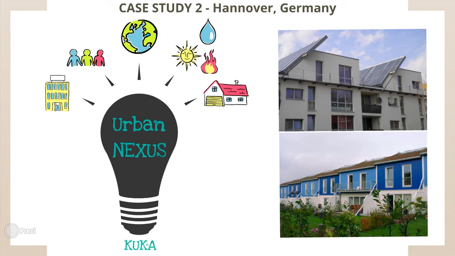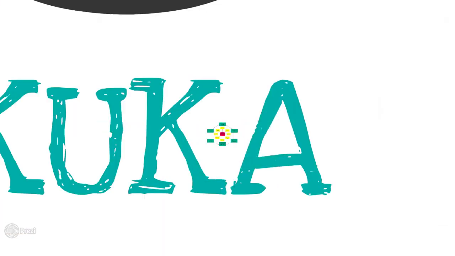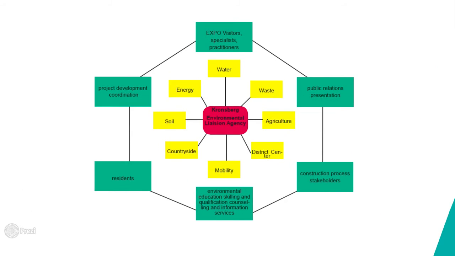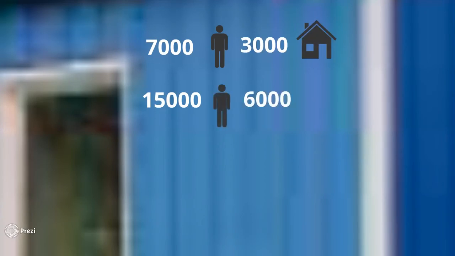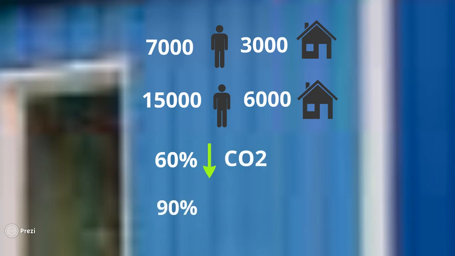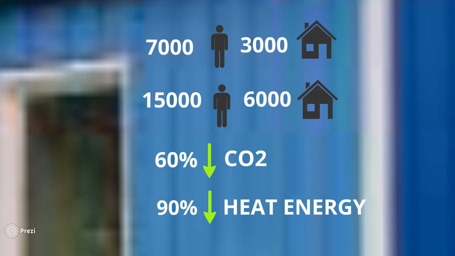Hanover founded the Kronsberg Environmental Liaison Agency, called KUKA, to assist the urban nexus plan by integrating institutions, services, facilities, and public perception. The first phase of the urban nexus development resulted in 7,000 people in 3,000 dwellings and 15,000 people in 6,000 dwellings in phase 2. Additionally, there was a 60% reduction in CO2 emissions and 90% reduction in energy consumption.